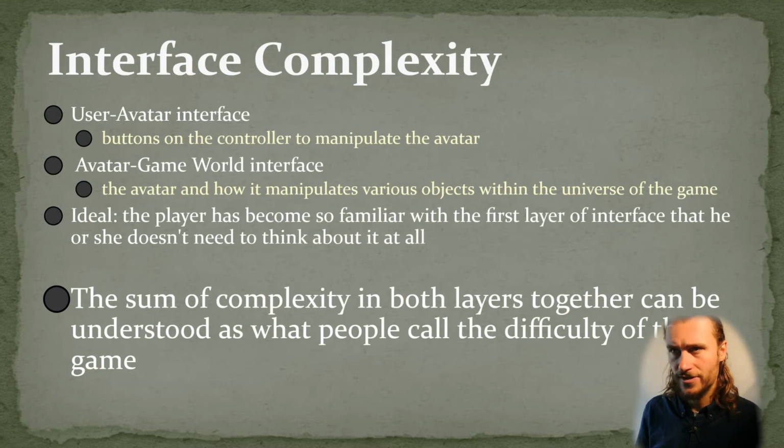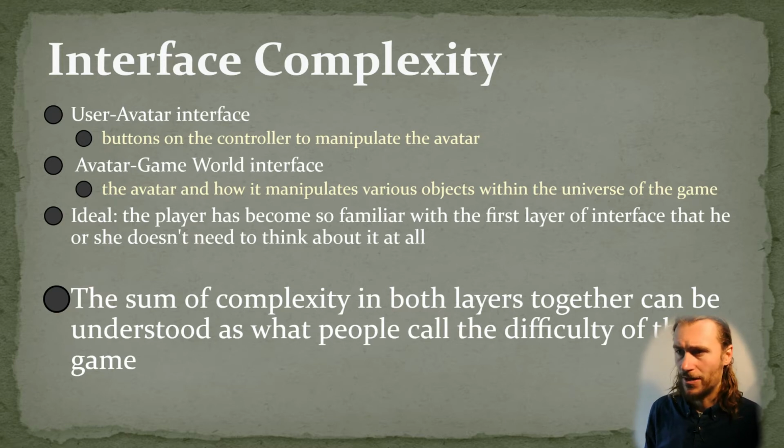And so there's different kinds of complexity in here. You have the user avatar interface, so the buttons on the controller to manipulate the avatar. You have the avatar game world interface, so the avatar and how it manipulates various objects within the universe of the game. And ideally, the player has to become so familiar with the first layer of interface that he doesn't need to think of it at all. So what I said before, you are controlling this avatar, but it's just common sense to you. You don't have to think about this.